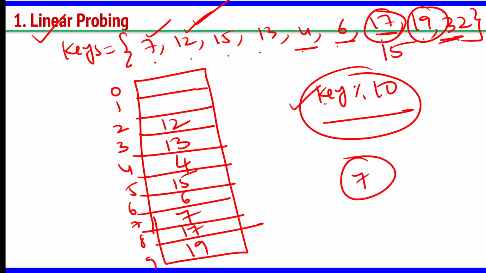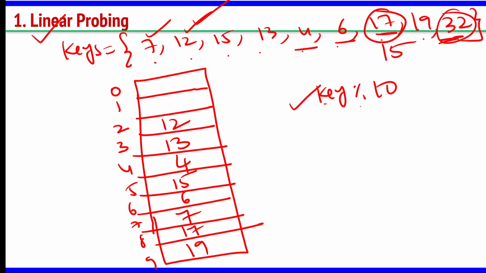Next is 32. The next element which I am trying to insert is 32. You apply the hash function. What is 32 modulo 10? It is 2. So go to box number 2. Is box number 2 empty? No, there is already an element at location 2.